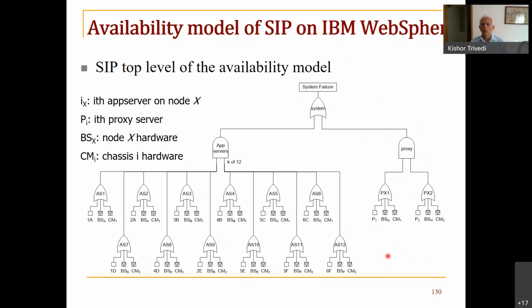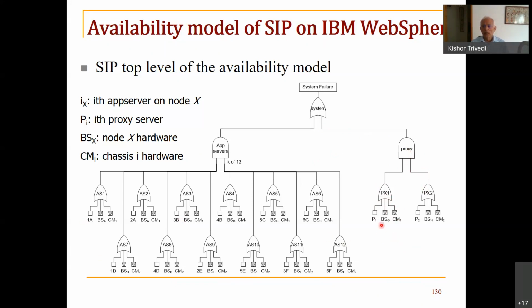Now, what does it mean for a proxy server to fail? Proxy software may fail, or the blade server hardware on which this proxy is located may fail, or the chassis common on which this blade server is located may fail. So any one of these 3 failing, that proxy will not be accessible. And if both proxies are not accessible, the system fails. Similarly for the app server.